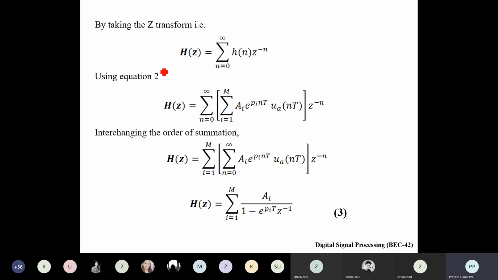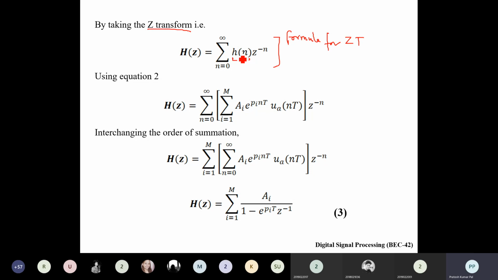By taking it, we can get H(z), the filter. The Z transform of any discrete sequence h(n) is given by the summation from n equals 0 to infinity of h(n) into z to the power minus n. So this is the formula for the Z transform.